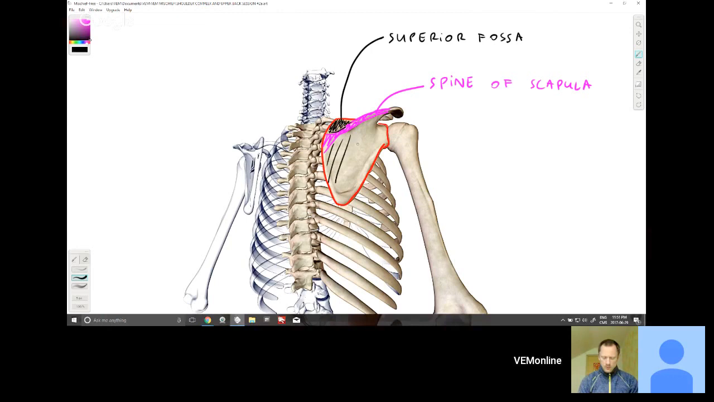Inferior fossa. That's where the infraspinatus originates from, and well, we can sort of say that teres minor and teres major originate from there. I mean, not really. They will have some fibers attaching to the inferior fossa, probably, through the infraspinatus really, but indirectly they will be connected to the inferior fossa as well. So inferior fossa.